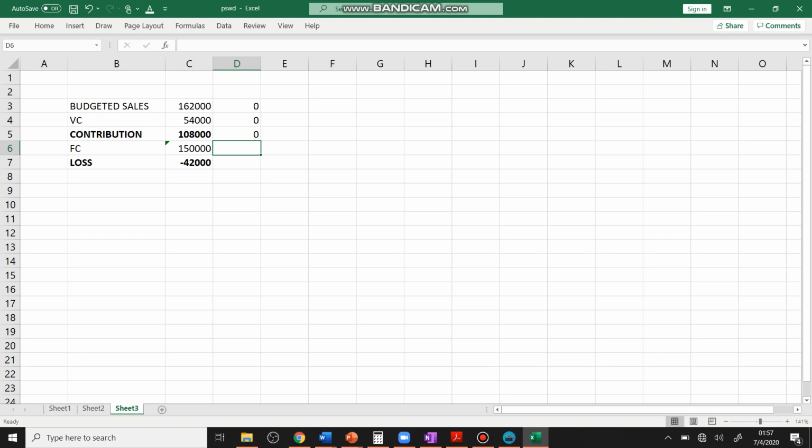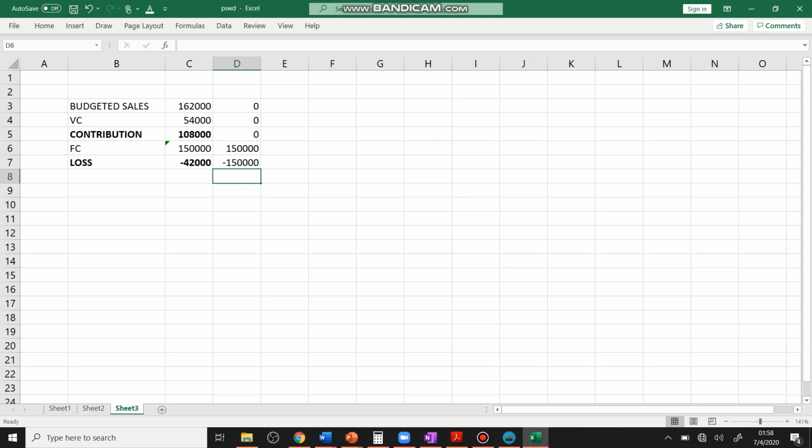But can you ignore the fixed cost? No. So that means what? That means fixed cost will remain as it is. So the loss for the quarter number one will be what? Loss will be 1,50,000. Right now you are at least recovering 108,000 out of 150,000, which is a good option, right?